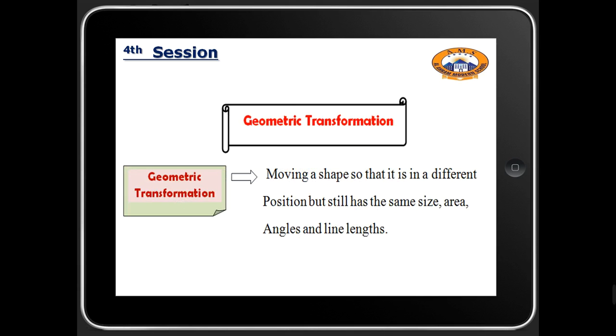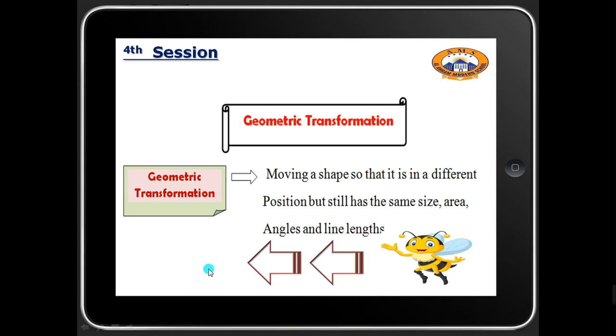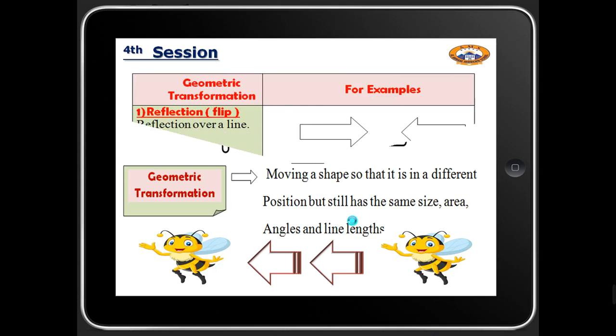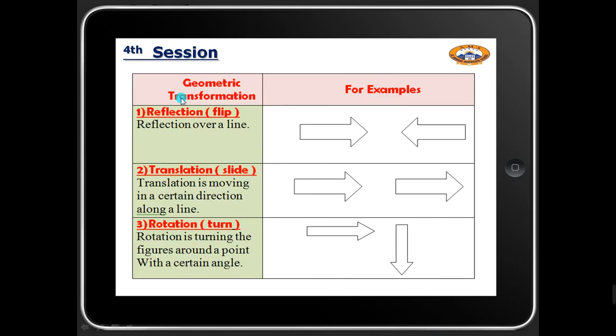We also have another topic we call the geometric transformation. For any polygon or any shape, we move it from one position to another, but it has the same sides, area, angles, and side lengths. So here, when I have this B, if I move it to this direction, I make a translation of this B from this side to this side, and it still has the same side and the same length.